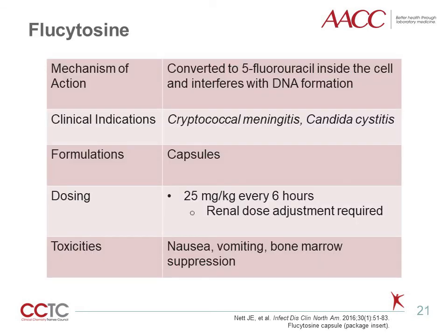The last antifungal in this presentation is flucytosine. It is used only in combination with Amphotericin B as induction therapy in cryptococcal meningitis. It should never be used as monotherapy due to emergence of resistance. It is excreted renally, so dosage adjustments need to be made in patients with a GFR less than or equal to 40 milliliters per minute.